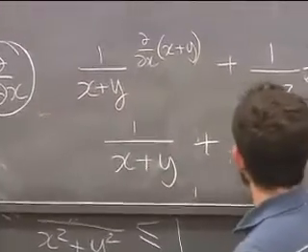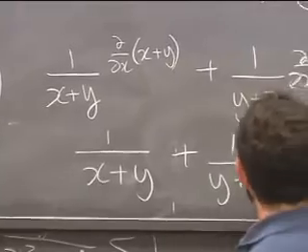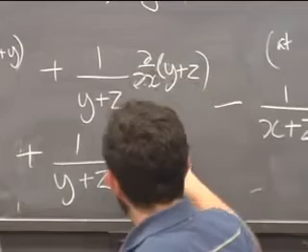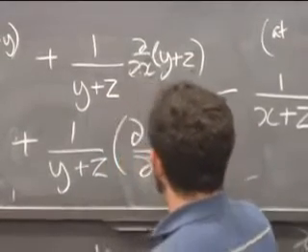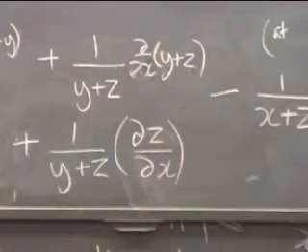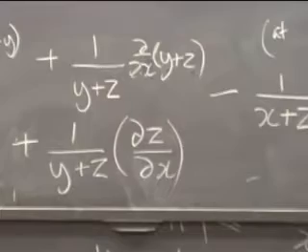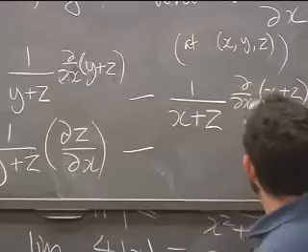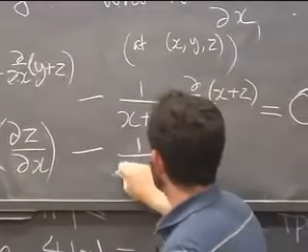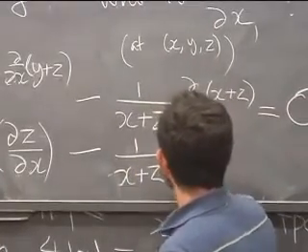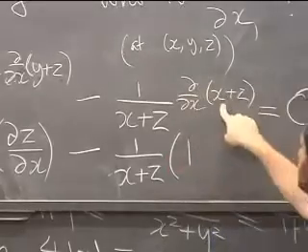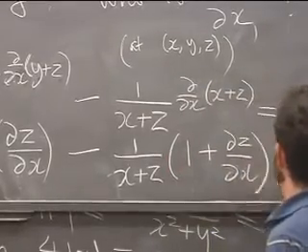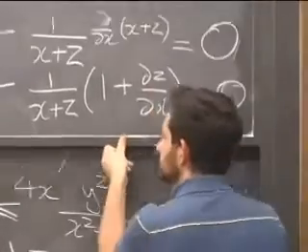Plus 1 over y plus z times what? Well, the y derivative is 0, but the z derivative is dz dx. There's no way to simplify that, because z does depend on x and y, but z depends on x. And in fact, this is what we're trying to find. Similarly, here we will have 1 over x plus z times 1, that's the x derivative, plus dz dx. And that all equals 0.